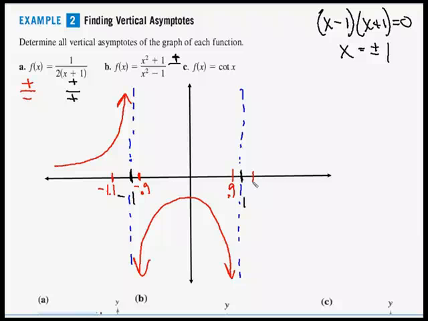Last one to check, a number a little bit bigger than 1, 1.1. 1.1 squared is bigger than 1, minus 1 is positive. So as we approach from the right, we're heading up toward positive infinity.